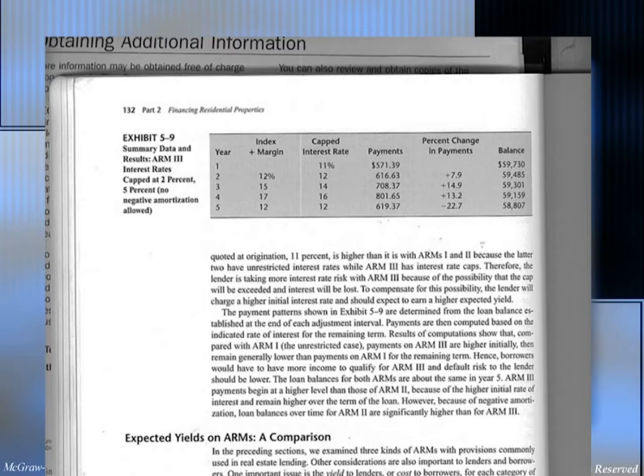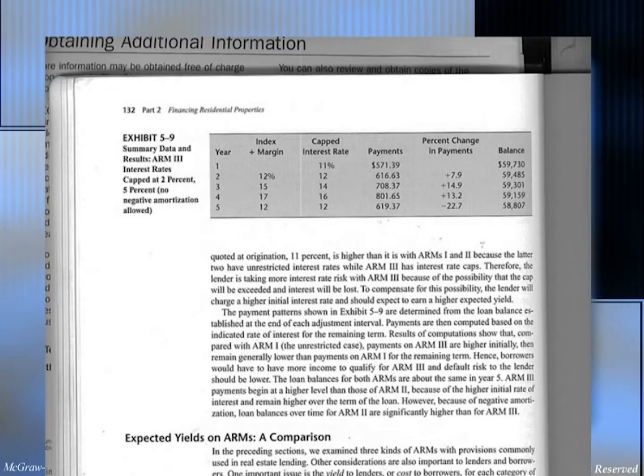We look back at the margin, and we see now the margin plus the index is up to 15%. But we won't go up to 15. We'll only go to 14 because we are capped at only 2% a year. Okay, so it goes up to 14%. Now, use the 14% with the ending balance of $59,485 for 336 months, and you get a payment of $708.37, which is a 14.9% increase. So it's increasing almost 15%, but it didn't increase as much as it would have because of the cap.